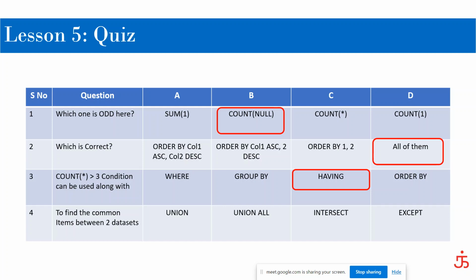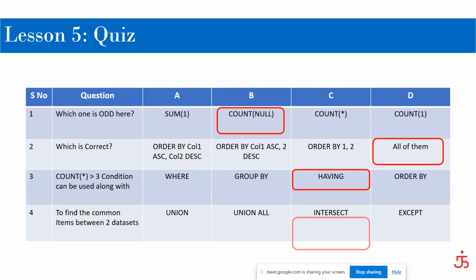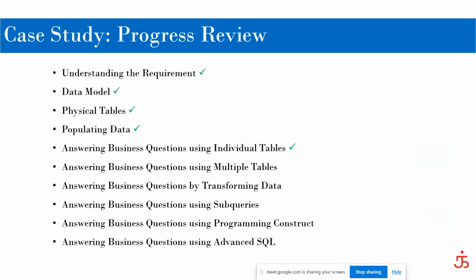Common items between two data sets. You need to be careful. For the fourth one, I see many C's. Yes, that's the right answer. So you guys understood the concept very well. Thank you so much. So with that, we have covered this one fully.